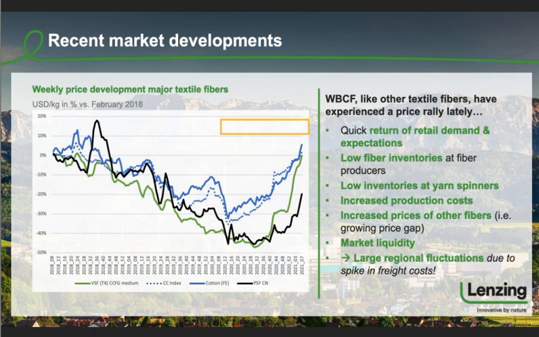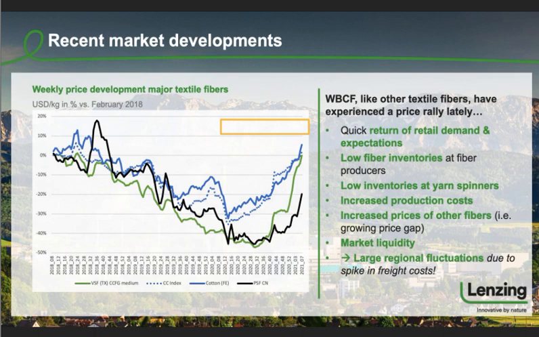What do we also see? We see low fiber inventories of fiber producers now. In the middle of the crisis, especially the first half of last year, we saw extremely high inventory levels of fiber at fiber producers. Now this has come down drastically over the past few weeks and months. We're now at relatively normal levels. The same is also true for yarn inventories. Also yarn inventories saw extremely high values in the beginning of the crisis.